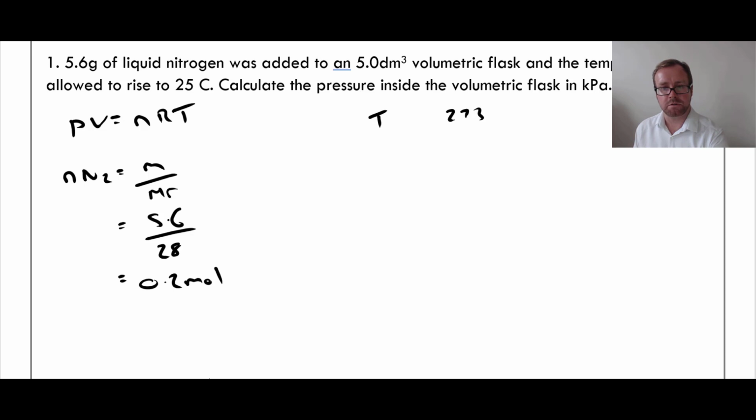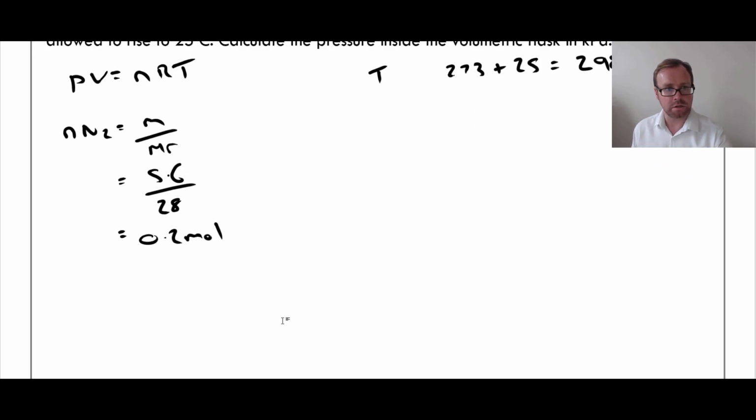So 273 plus 25 gives me 298 Kelvin. Do I need to do anything else? My volume is in decimeters cubed, and I'm going to calculate in kPa, so no, I don't need to do anything else. Right, so I'm calculating the pressure. I know the volume, I know my number of moles, I know the gas constant, and I know my temperature. Okay, so I can rearrange this equation.